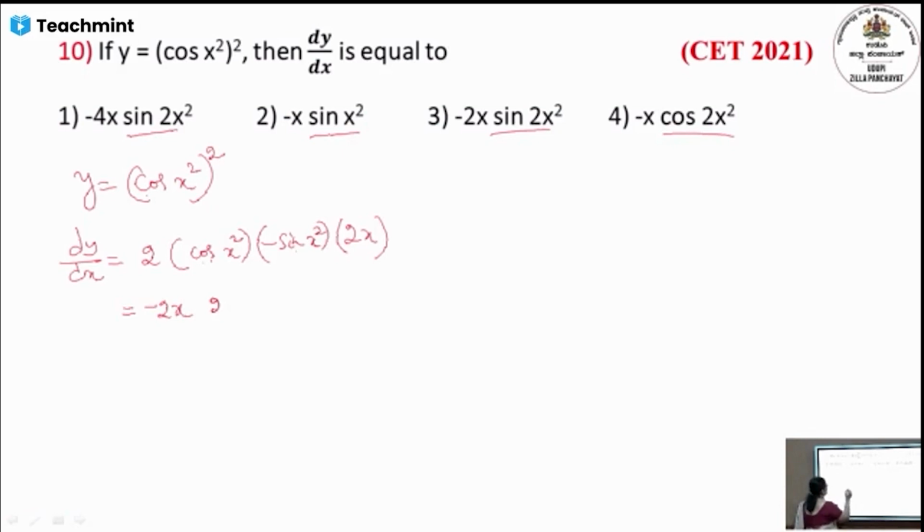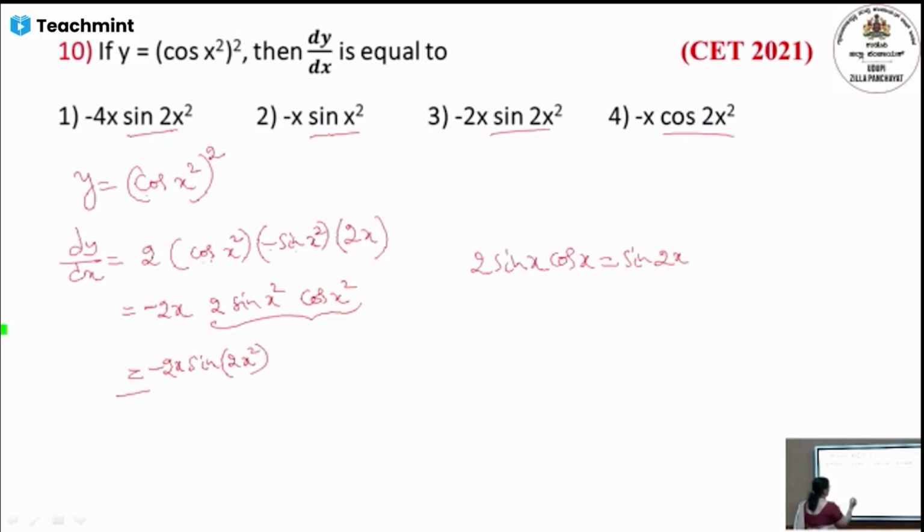So can I write it as, this minus comes here, 2x, 2 sine x squared cos x squared. And you have the formula. What does the formula say? 2 sine x cos x is sine 2x. So what should this one be? Minus 2x into 2 sine x squared cos x squared is sine of 2x squared. And where is that? It is here.